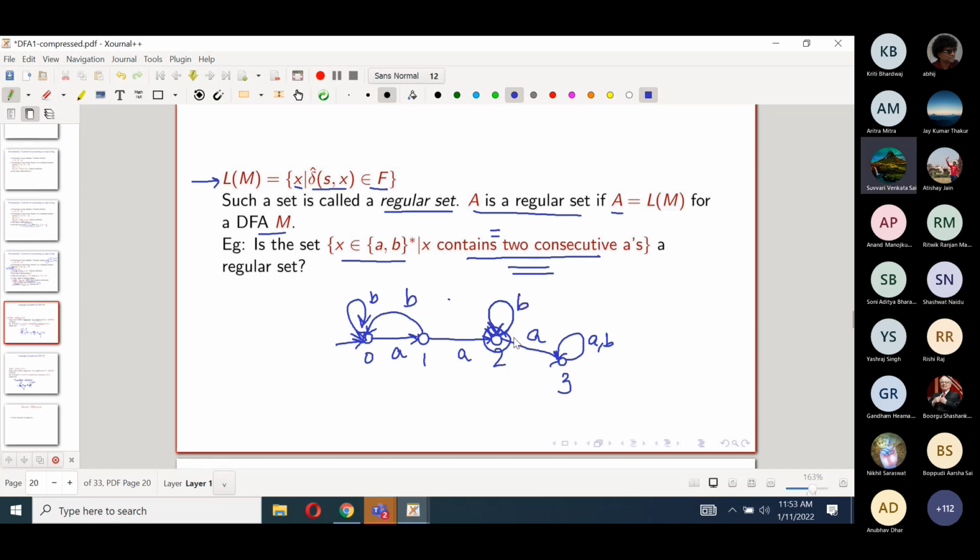Ma'am, from 3, if we get B, we shall go to 0. Sorry? From 3, if you get B, why will you go to 0? You can stay here, right? Oh, no, no, yeah, correct. There can be 2 consecutive A's later. Correct. Like after the B, we can get another 2 consecutive A's. No, this will not work.